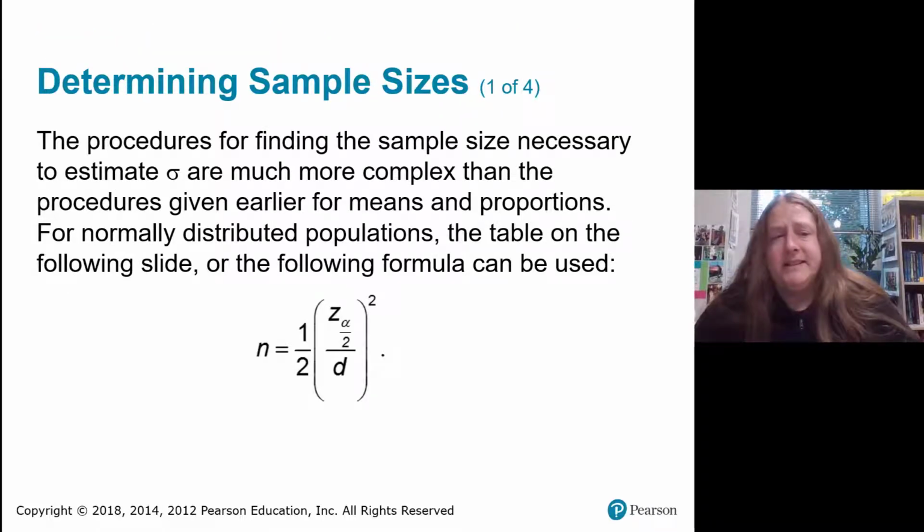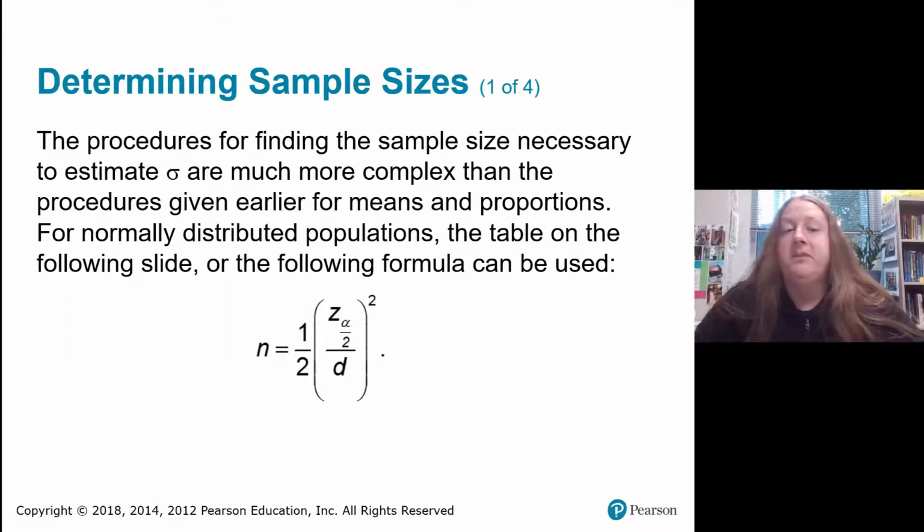So, determining sample sizes. The procedure for finding the sample size necessary to estimate our population standard deviation is much more complex than the procedures given earlier for means and proportions. So for normally distributed populations, we have a table that can help us out. It's going to be in the following slides. It's table 7.2 in the book that you can also look up. But the following formula can also be used here. But we're going to stick to the table.